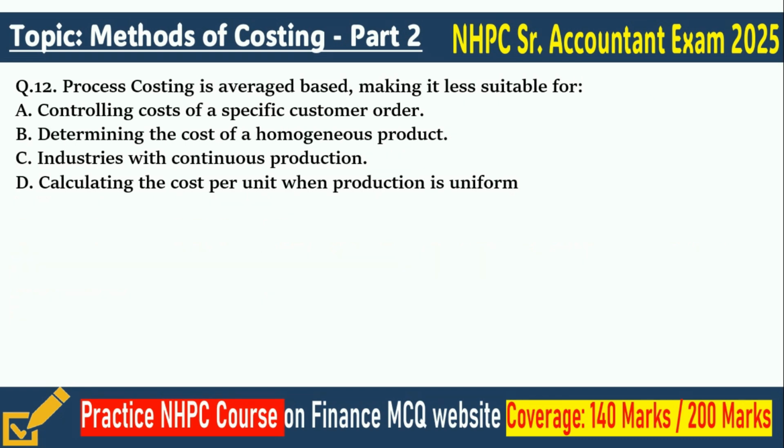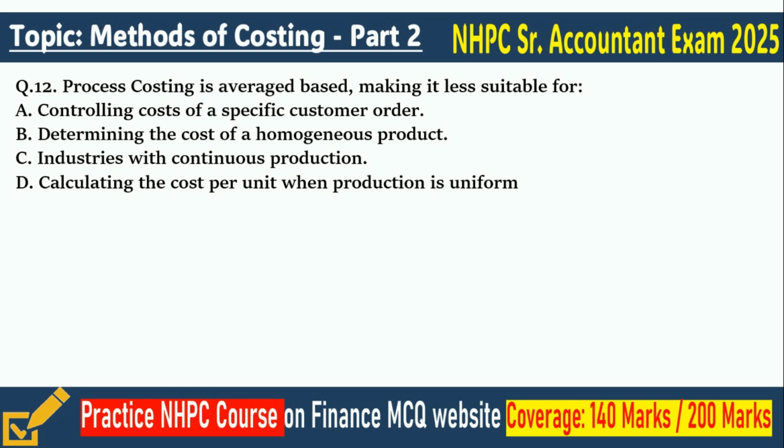And next question. Process costing is average based, making it less suitable for: option A, controlling cost of a specific customer order, option B, determining the cost of a homogeneous product, option C, industries with continuous production, option D, calculating the cost per unit when production is uniform.